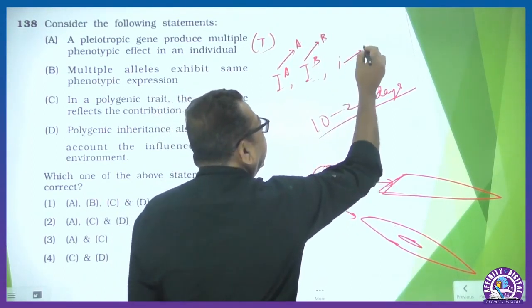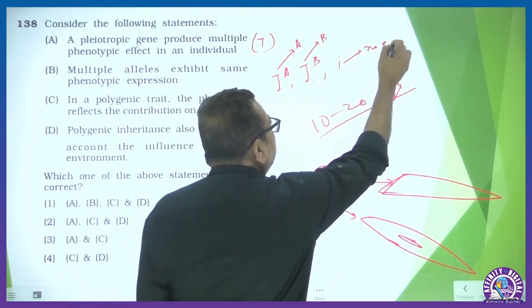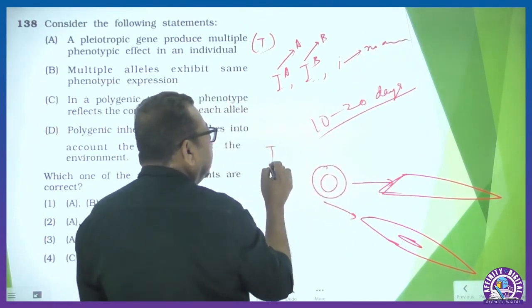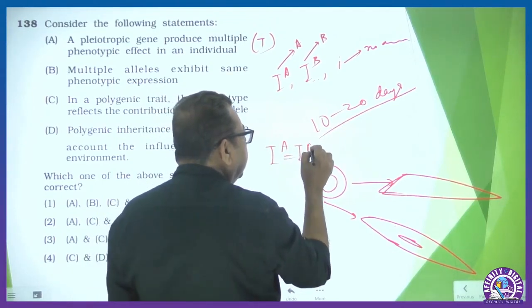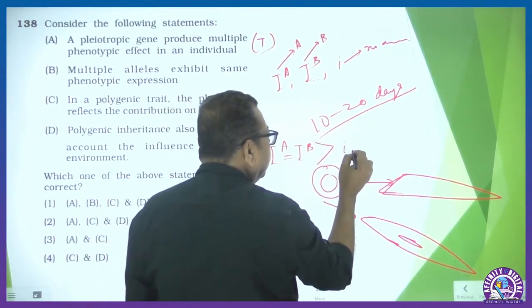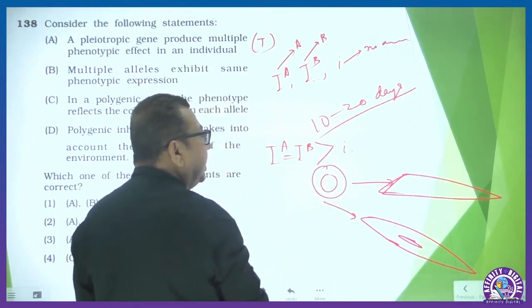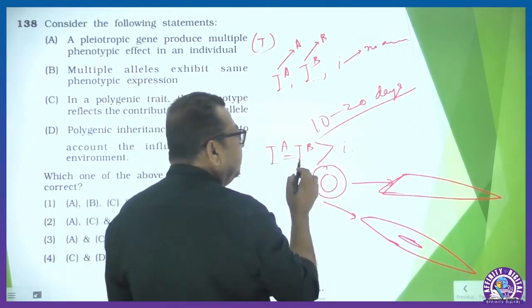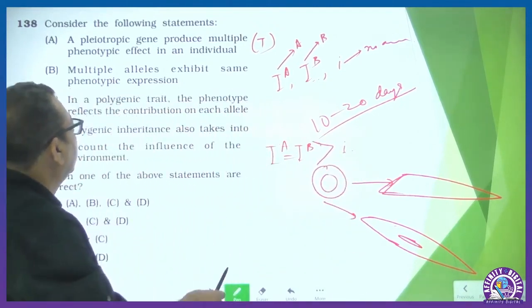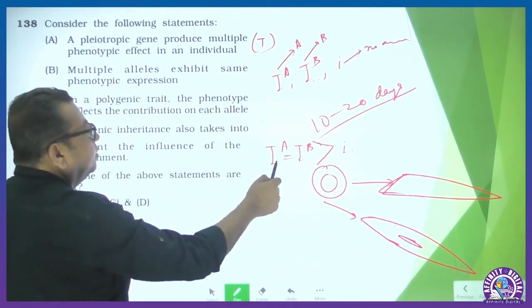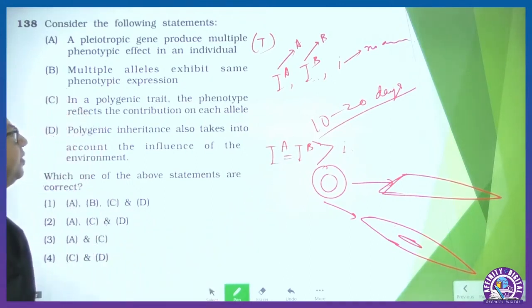Product of i is no antigen at all. And this is the relationship: IA is equal to IB, both are completely dominant over i. That means IA and IB are co-dominant. Both IA and IB are completely dominant over i. i is the recessive. So these genes produce different phenotypic effects. Answer should be different phenotypic effect.